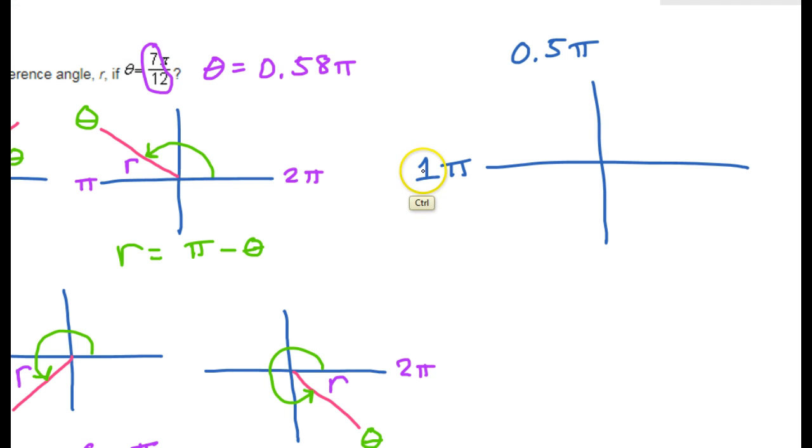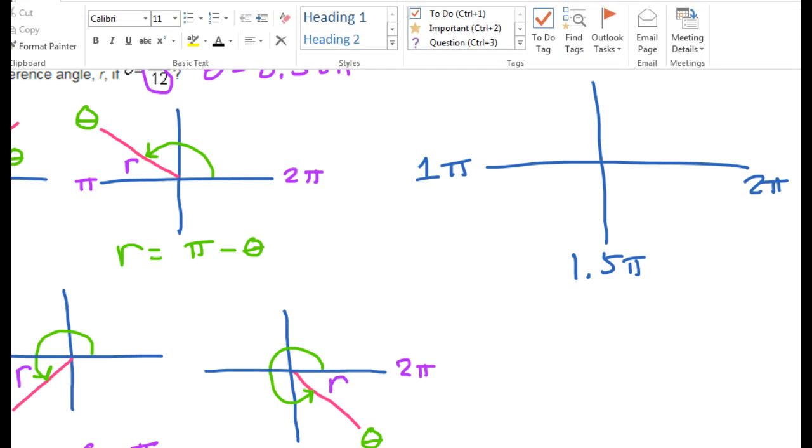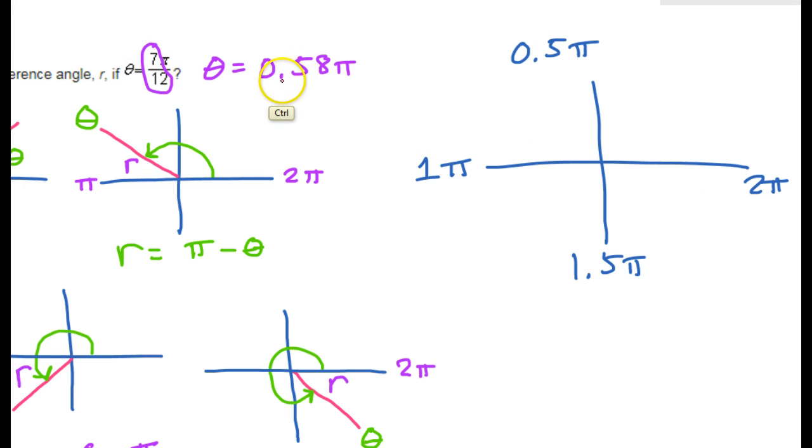Now this is 1 pi. Down here will be 1.5 pi. And then of course all the way back around would be 2 pi. So looking at it this way, we can easily tell what quadrant we're in. So 0.58 pi is a little bit more than 0.5, but it's definitely less than 1. So that tells us that the angle must be in the second quadrant.